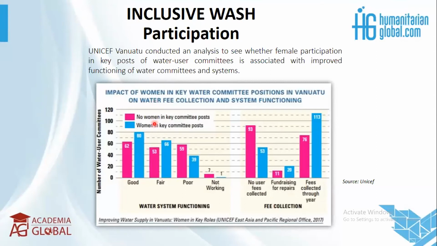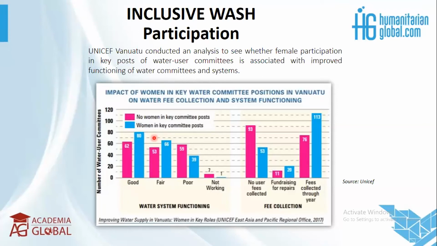If you look, the pink is where there were no women in committee posts, and the blue is where there were women in key committee posts. In terms of water system functioning, you would find that in those which were good, women were in key committee functions. For this first one, for example, functionality was at 80% when women were given key posts within the committee.